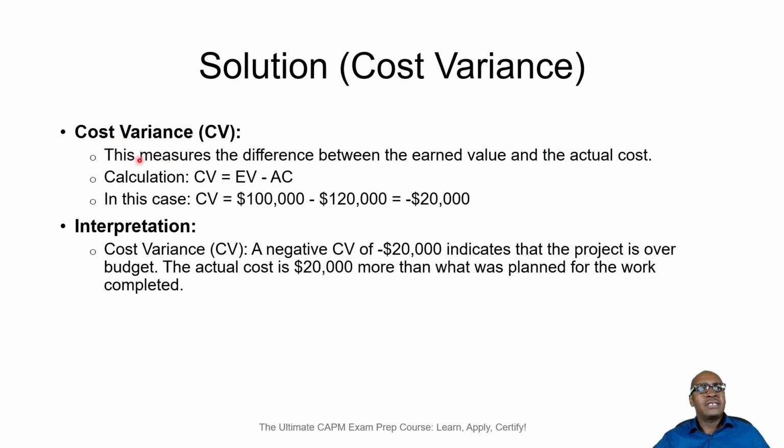The cost variance is the difference between the earned value and the actual cost, right? And it's given by the formula EV minus AC. In this case, it is $100,000, and you subtract from that your $120,000, you get minus $20,000. And how do we interpret this? We get a negative cost variance, which is not a good sign, and indicates that the project is over budget. So the actual cost is $20,000 more than what was planned for the work completed. That is how we interpret this calculation.